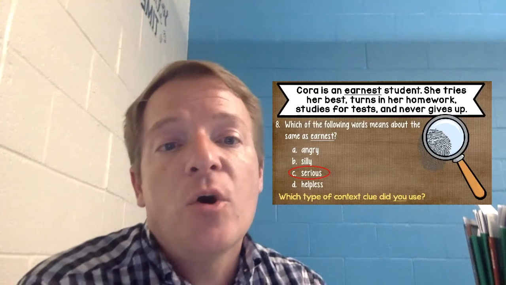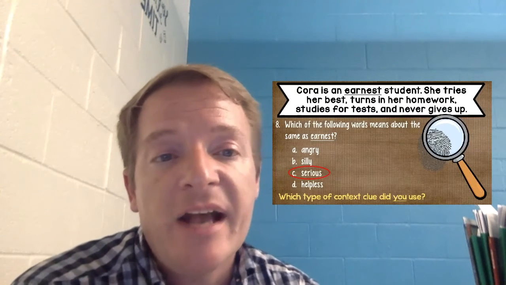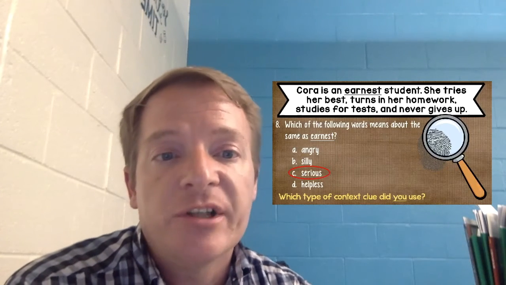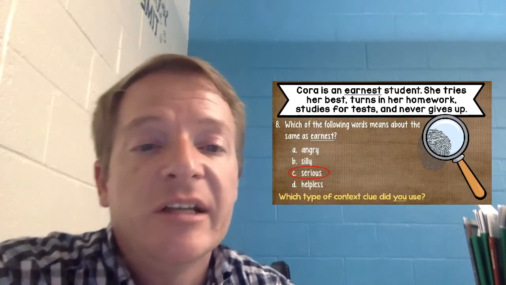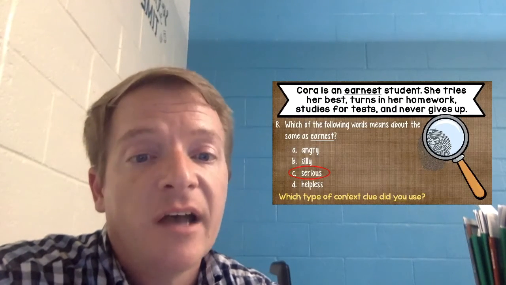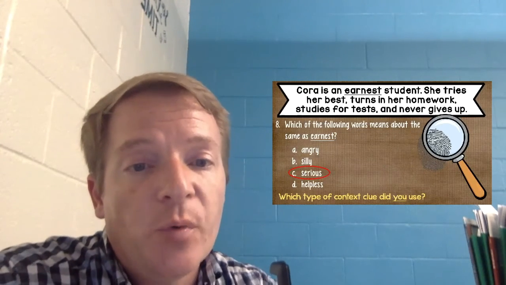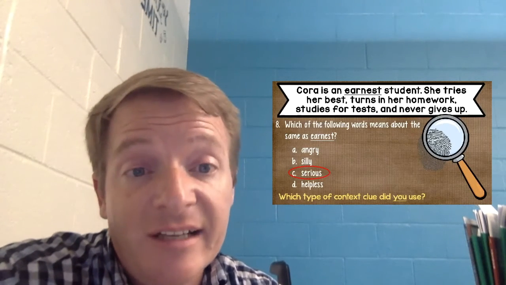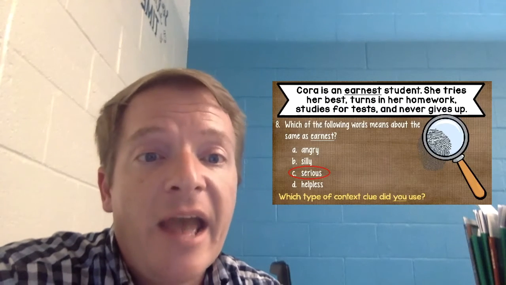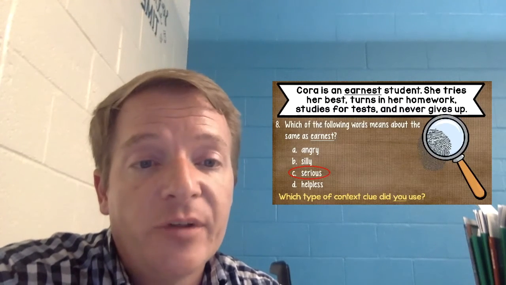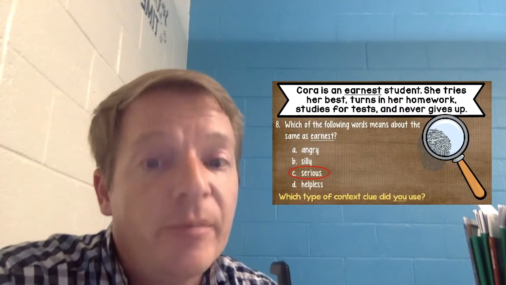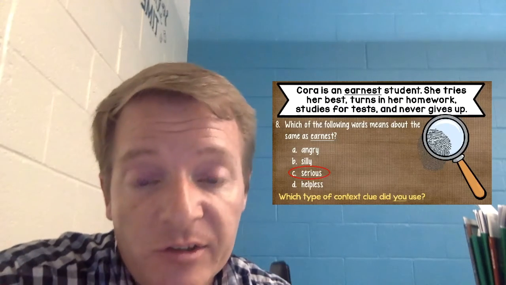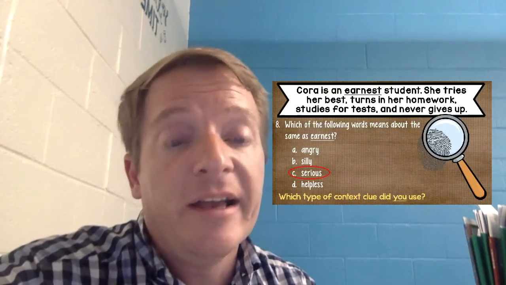The next one. Cora is an earnest student. She tries her best, turns in her homework, studies for tests, and never gives up. Which of the following words means about the same as earnest? And we said it's serious. Which type of context clue did we use? Well, we know she's serious because it says in the sentence that she tries her best, she turns her homework in, she studies for tests, and she never gives up. So they're giving you examples of what she did, but they're also giving you kind of an explanation of what she does to be an earnest student. So you could either say explanation or examples in this one.